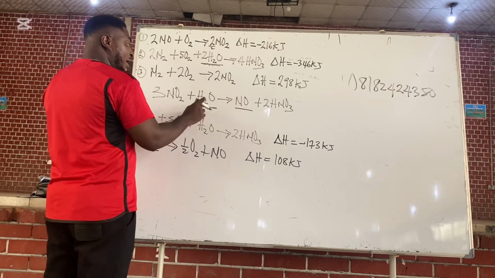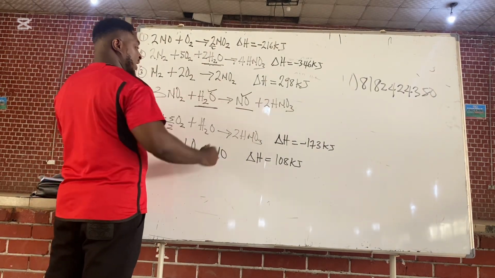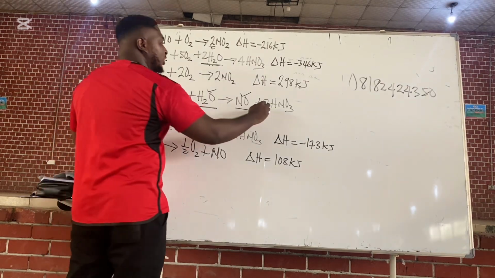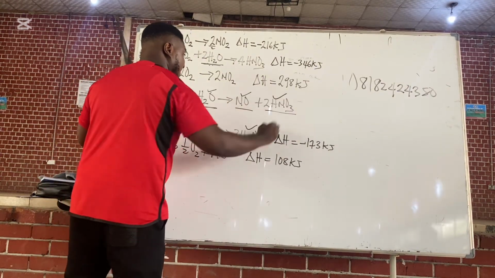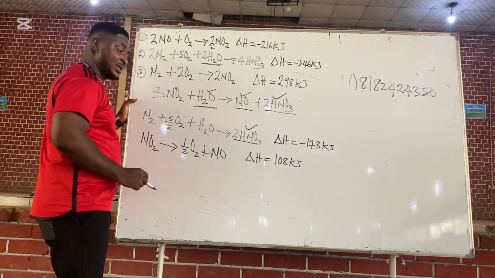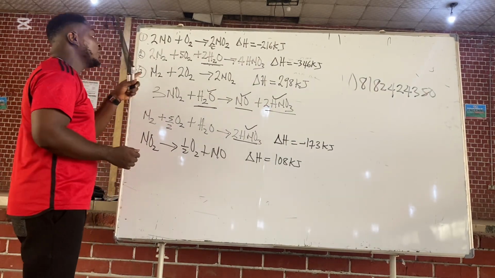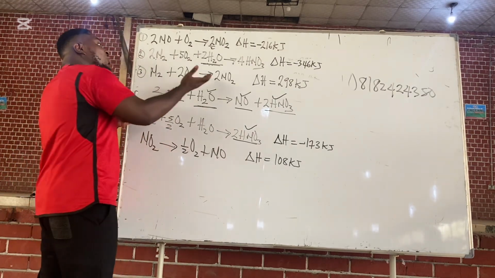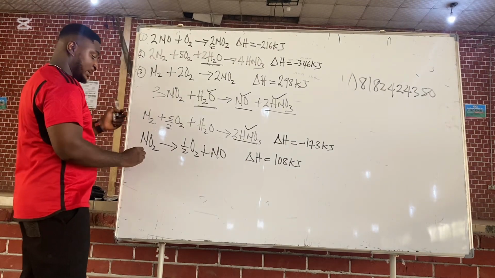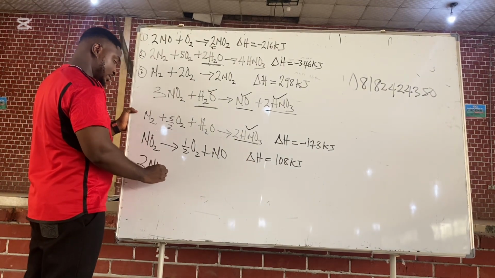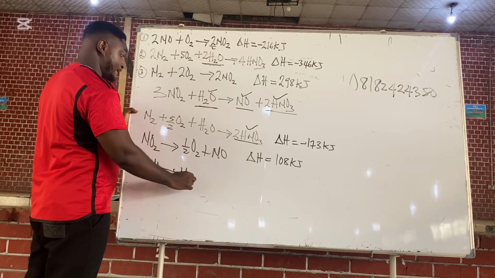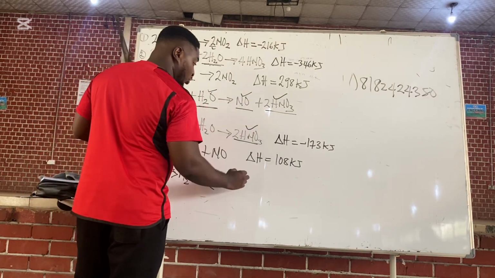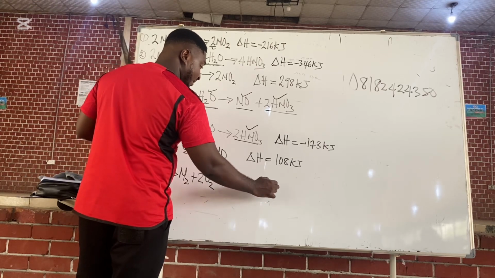So who has been settled so far? H2 has been done, right? NO has been settled, right? 2HNO is okay. Remaining NO2, the person occurring twice, right? Class, come to equation 3. In our main equation, NO2 is occurring on the left hand side, so reverse this NO2 to the left hand side. Just reverse. 2 NO2 to give what? N2 plus 2O. When you reverse, what happens to the sign? It changes to negative.